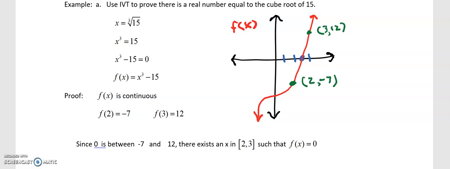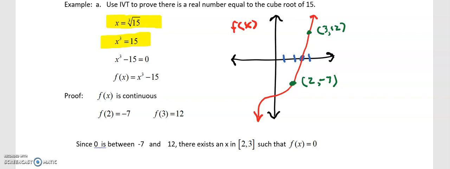So this example says, part A, use IVT to prove there is a real number equal to the cube root of 15. This first step right here, and I'll highlight as I go, is simply rewriting those words into a mathematical equation. So x equals, so is there some real number x equal to the cube root of 15? Now, this is not really in a good form for us to do this proof, right? So this next step is I cube both sides. So I cube the x and I cube the cube root of 15. So I get x cubed equals 15.